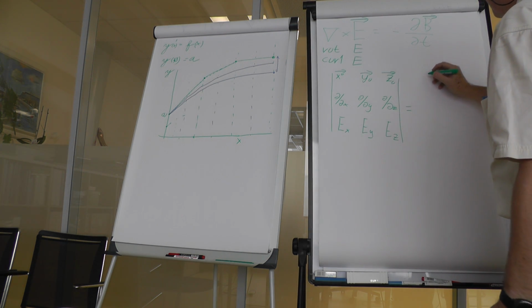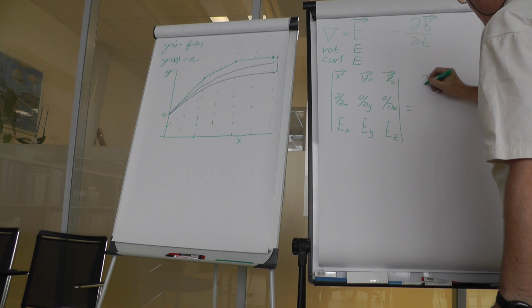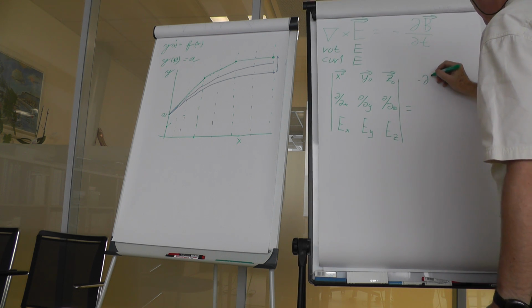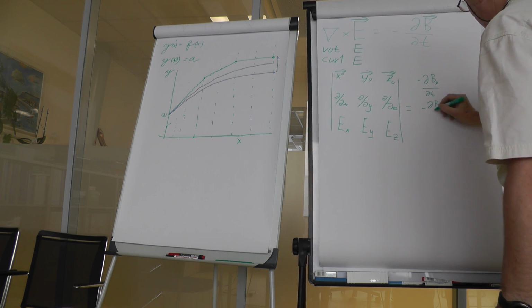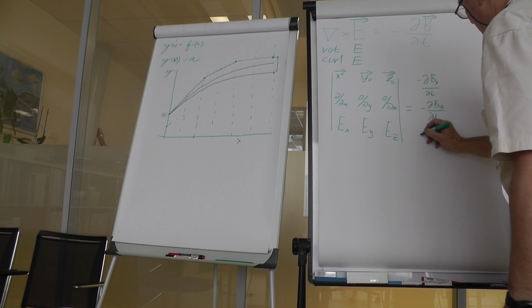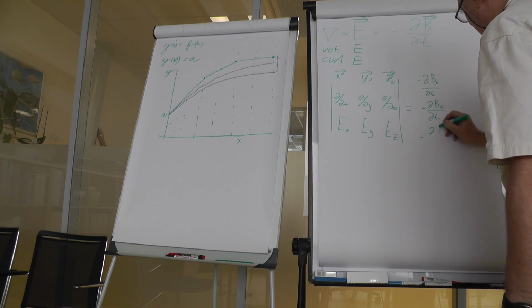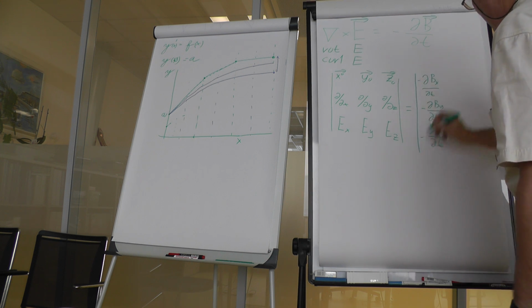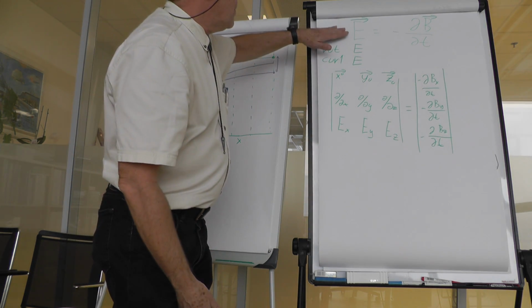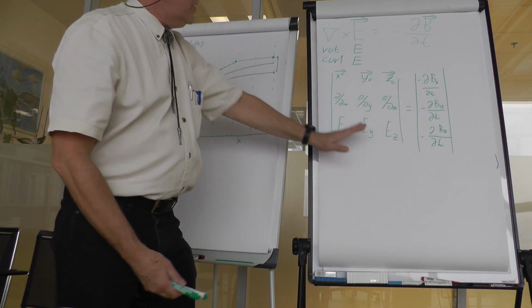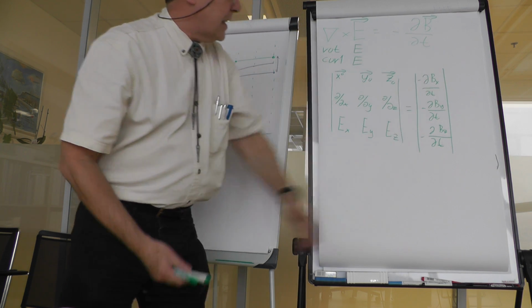So we have there a vector which is minus derivative of Bx against time, minus derivative of By against time and minus derivative of Bz against time, and this is a vector. So this symbolic notation looks in Cartesian coordinates like this.